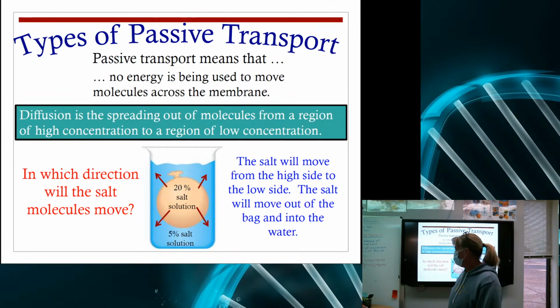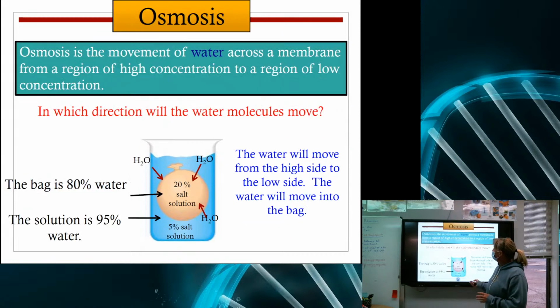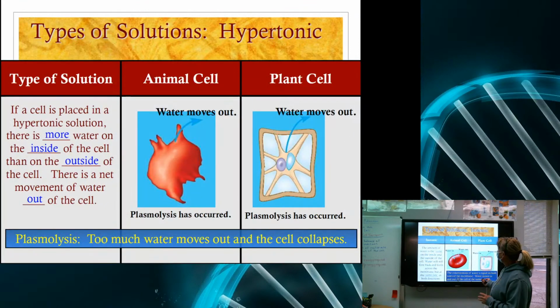Okay, so basically two types of transport. Now I've already touched on it. One is called passive, okay? Passive transport means there's no energy required. The second one is active transport. That means that energy is required.